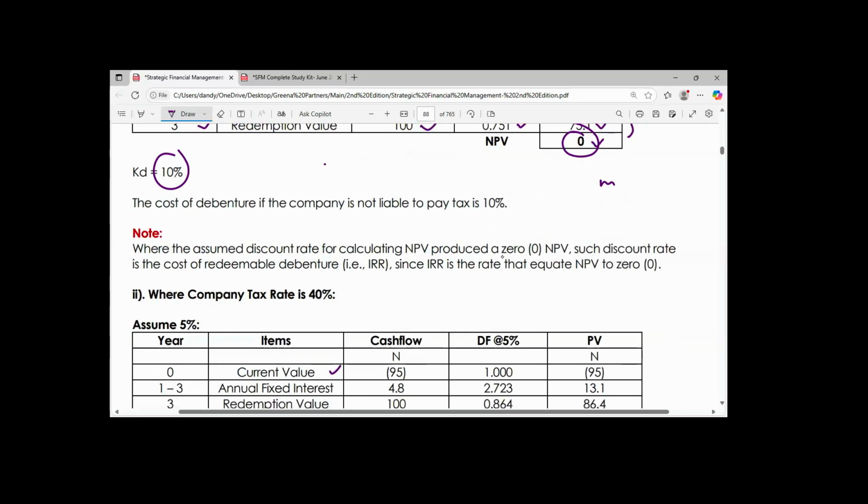And that's what I wrote here. Note, where the assumed discount rate for calculating NPV produces a 0 NPV, such discount rate is the cost of redeemable debenture, that is the internal rate of return. Since IRR is the rate that equates NPV to 0, we are done with that one. Do nothing. The company's cost of debenture is exactly 10%. So that is for that.